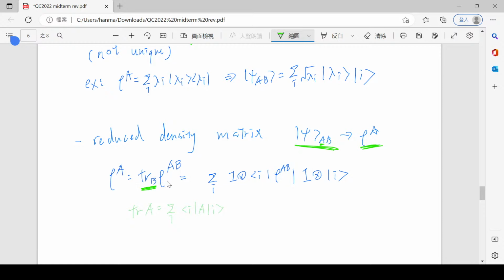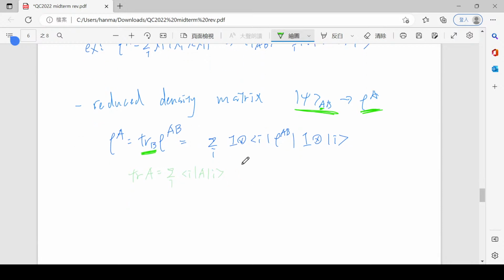So rho A will be tracing out all the B part of this rho AB. Actually, say rho AB, because it is possible for any density matrix rho AB. If you want to write it down in a formula, it's like this: the summation over i of identity on A tensor bra i, sandwiching rho AB, with identity on A tensor ket i.